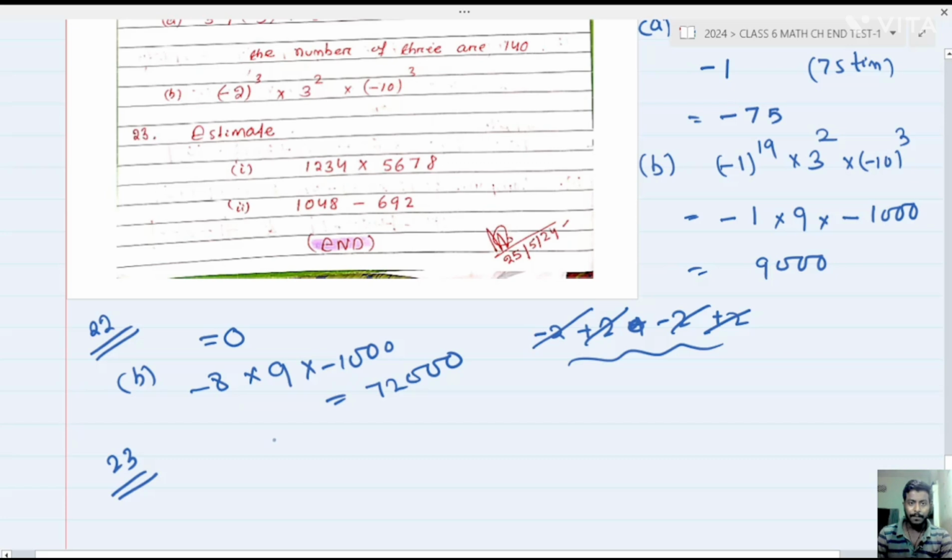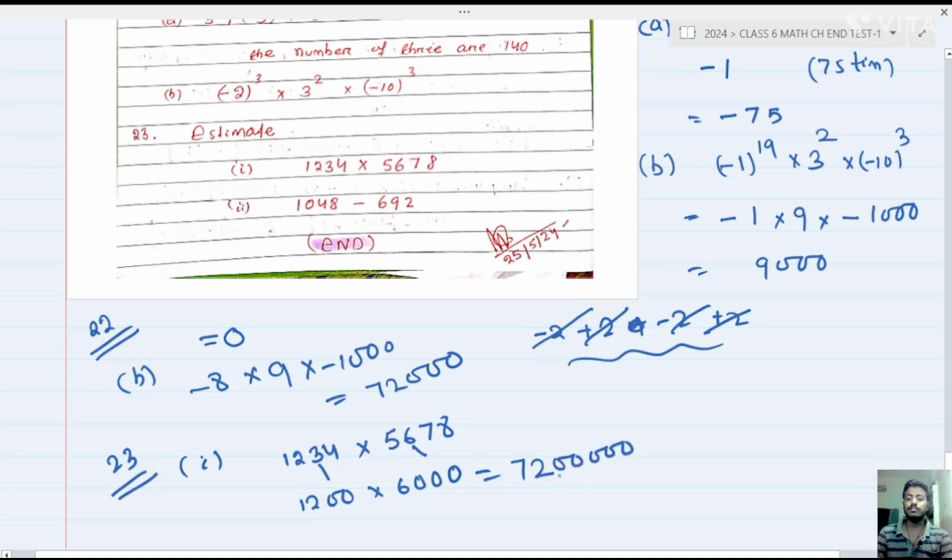So question number 23, that is estimate, I number 1234 into 5678. Now estimate. This is multiplication. So 3 means we can write 1200. Now here 6 means it will be 6. So into 6000. So 6 twos are 12, 6 sevens are 72, then again 000. So answer is this, 72 lakh.